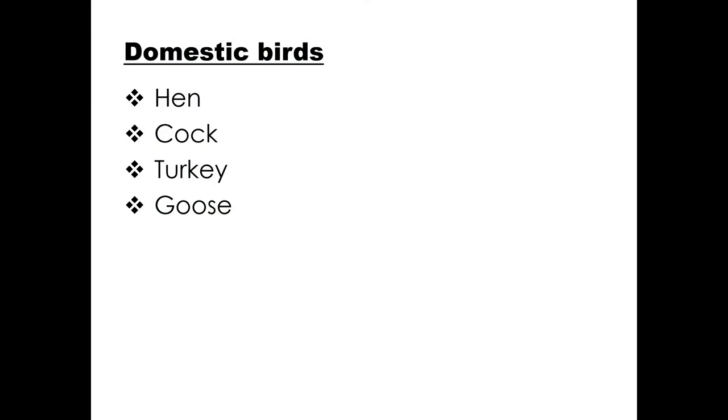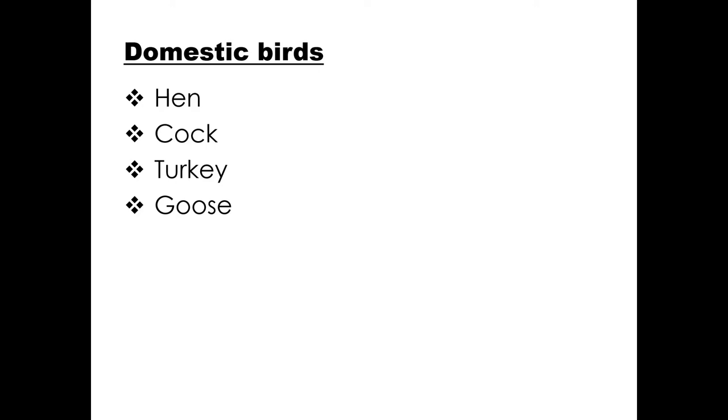All right, let's continue. We'll look at the domestic birds. What are domestic birds? What do you think domestic birds are? You remember the domestic animals? The word domestic simply means something that has been tamed. You know, in order to tame something, you're supposed to keep it home. So domestic birds are birds kept at home. Yes, we have some birds we keep at home.